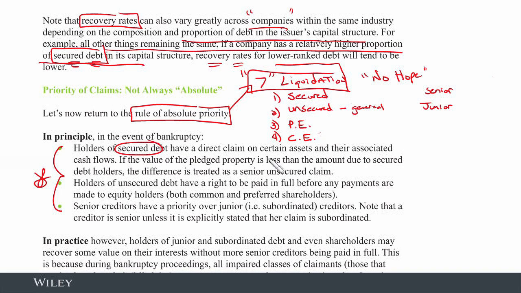Secured debt has first rights to the assets that have been pledged as collateral. Now, should the collateral, the pledged property, be less than the full amount owed? I'm owed $100,000, but the collateral's worth only $90,000. Well, then we're going to go to the back of the line in terms of any excess. We're going to be considered an unsecured creditor for any excess. Granted, senior, but now we've got to wait for all the other secured creditors to get paid. Okay, unsecured debt. Unsecured debt has the right to be paid in full before anything is paid to the preferred or common equity. Senior claims always have priority over the junior claims, okay?